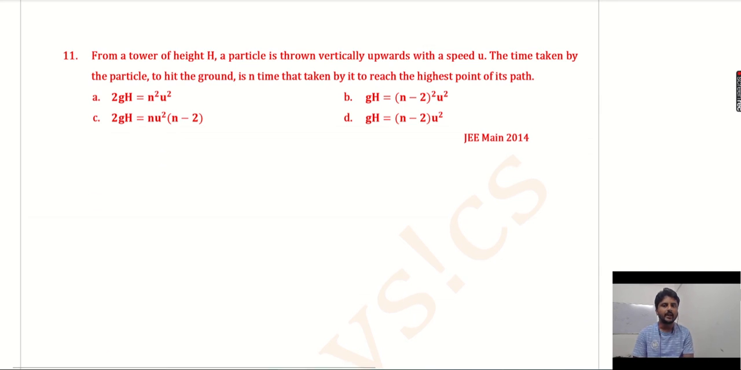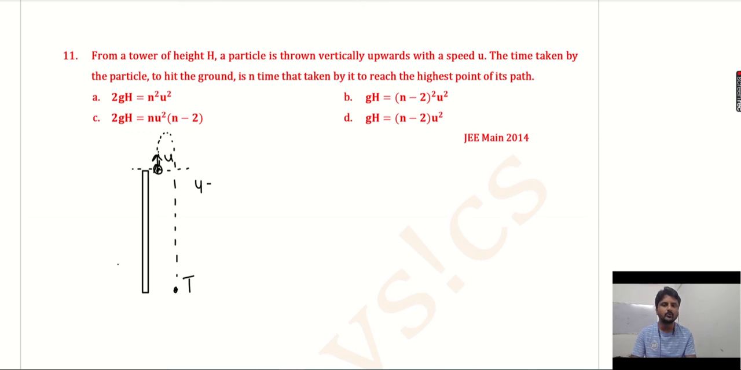From a tower of height h, a particle is thrown vertically upward with a speed u. Let's say you have a tower here and we are throwing the ball in the vertically upward direction with velocity u. The time taken by the particle to hit the ground is n times the time taken by it to reach the highest point. Okay, so first we'll solve for the time of flight. The ball will move in the upward direction. Again, it will move in the downward direction. The time taken to reach this point will be capital T.